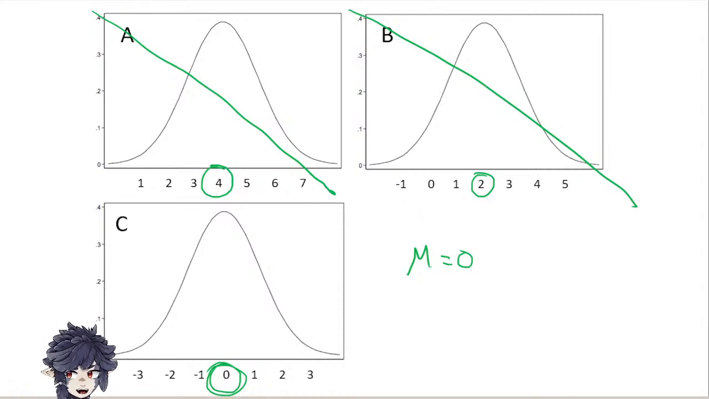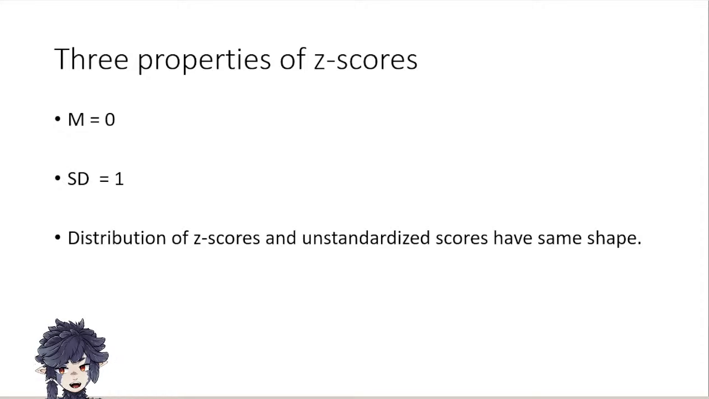So, to summarize all that, here's a slide with all 3 properties of z-scores. Their mean is always 0, the standard deviation will always be 1, and standardizing scores into z-scores does not change the shape of the distribution. It stays the same.